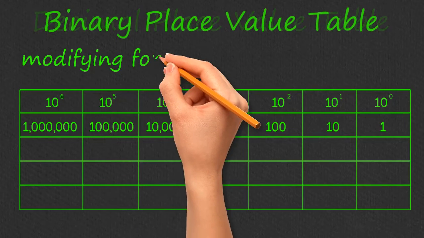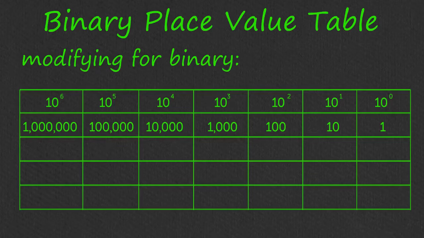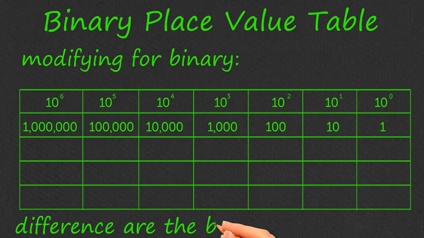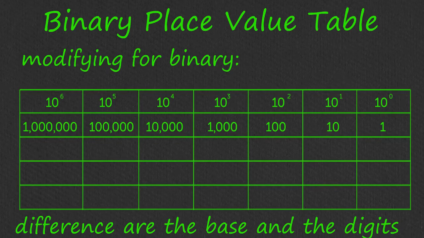How can we modify the decimal place value table so it can be used with binary numbers? Well, the important difference between decimal and binary numbers are the base and the digits. So if we swap the base 10 of the decimal numbers to 2 for the binary numbers, we will get the binary place value table.